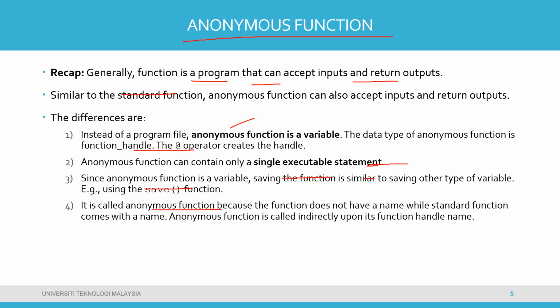Okay, anonymous function can contain single executable function. Since anonymous function is variable, saving the function is similar to saving a type of variable. Okay, you just use save. Okay, it is called anonymous function because the function doesn't have any name, while the standard function comes with a name. Okay, anonymous function is called indirectly upon when its function is handled.